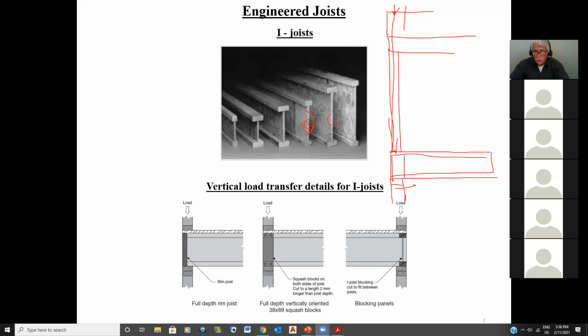Squash blocks, okay? And look what they say: squash blocks on the outside of the joist, put one on each side, cut to a length of 2 millimeters shorter than the joist depth. Isn't that nice? They even want you to make it just a little bit smaller. 2 millimeters is peanuts, but you understand?